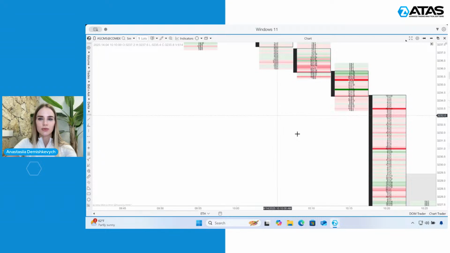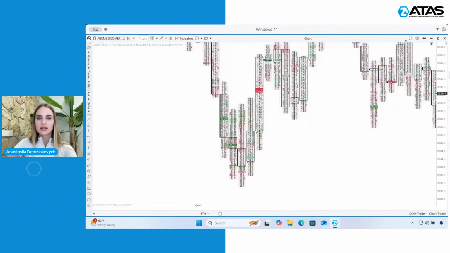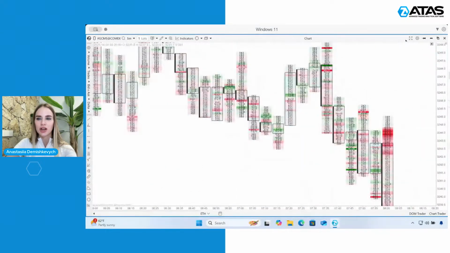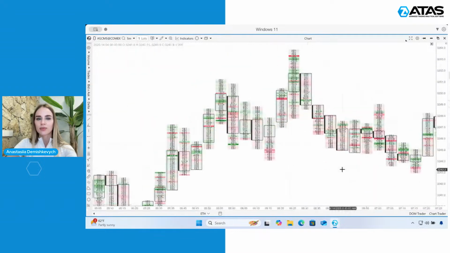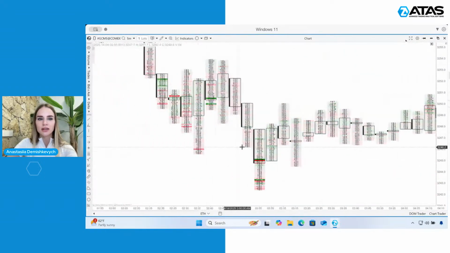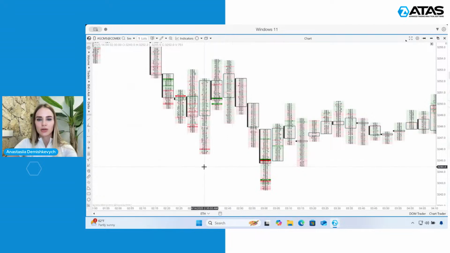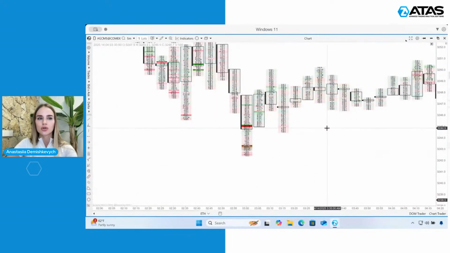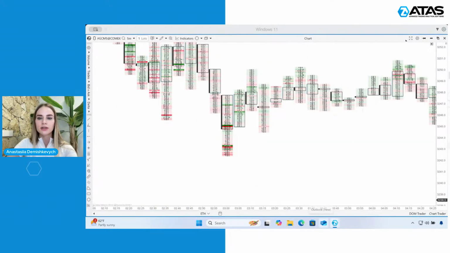Let me know in the chat if that was clear. So this is how you want to track the change between sellers and buyers and the trend reversal. This is a really good way to track it, and you can see it happening. You will be able to see it happening a lot also on, for example, Forex pairs.